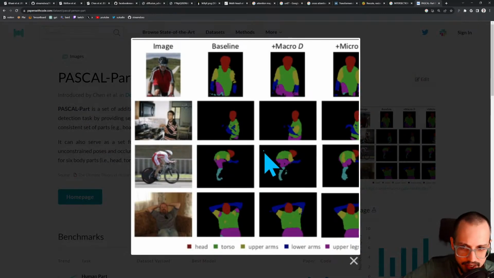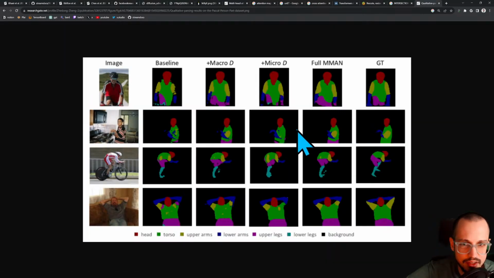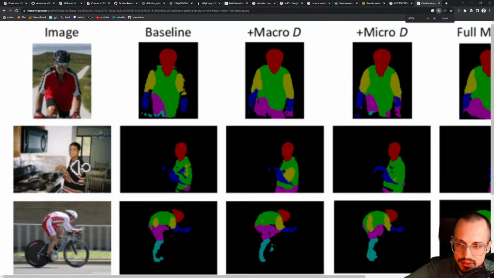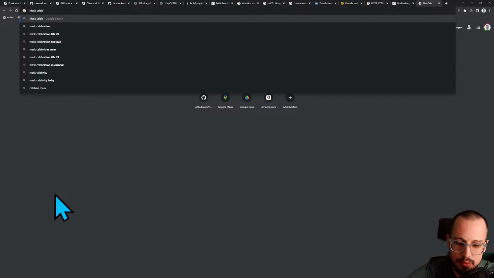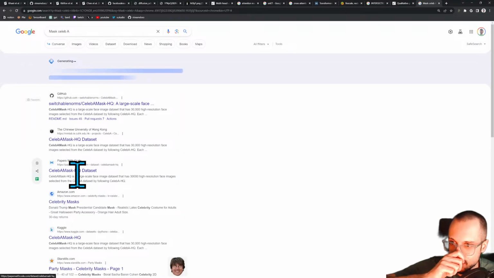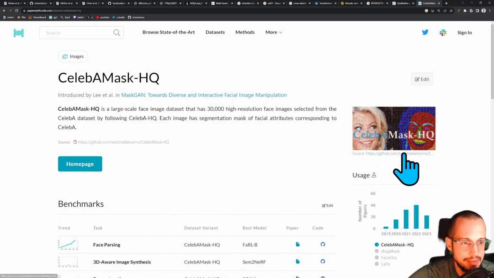Pascal Part looks like this, so there's a nice variety here. You have an outdoor image, you have vertical images, so different image sizes. The segmentations here seem to be like head, body, stuff like that. Let's actually see. Okay, but these are definitely very different from the SLiME Mask dataset, this one. This is your Mask SLiME.